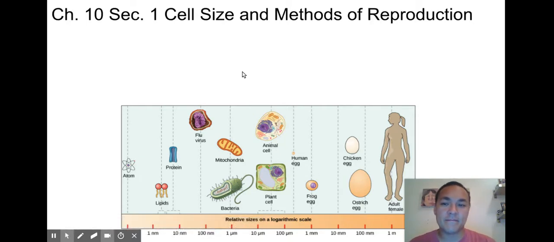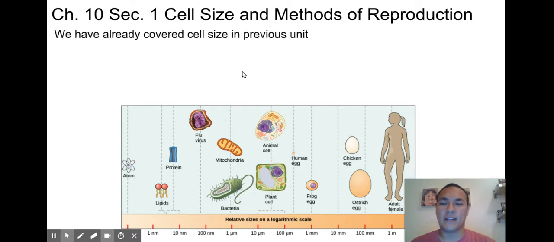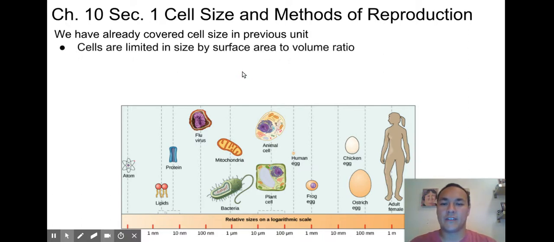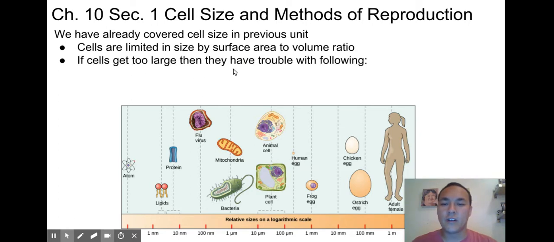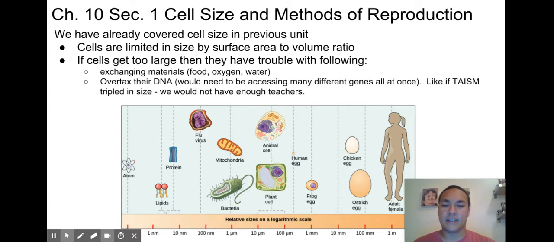Can you answer that? Well, maybe you remember that cells are trying to maximize their surface area to volume ratio. That's kind of a tough tongue twister, a convoluted way of saying they're limited in size. If they get too large, they're going to have trouble exchanging materials, food, oxygen, water, and they'll overtax their DNA. But if they're too small, then they can't perform their specific functions. So they're trying to find a sweet spot, and that sweet spot's governed by a little bit of math with surface area to volume ratio. But that was on a couple tests ago.